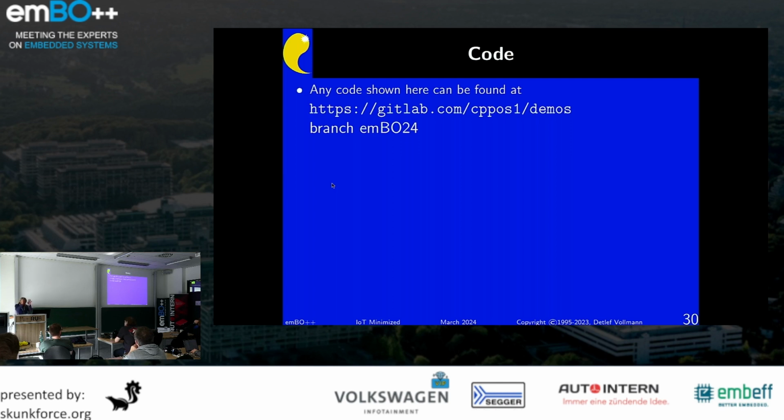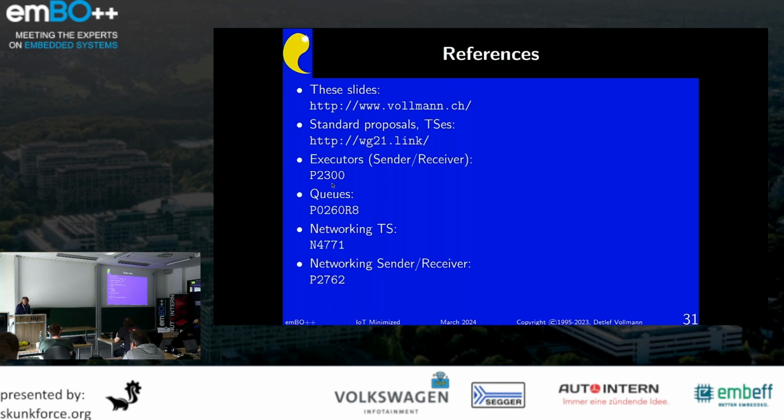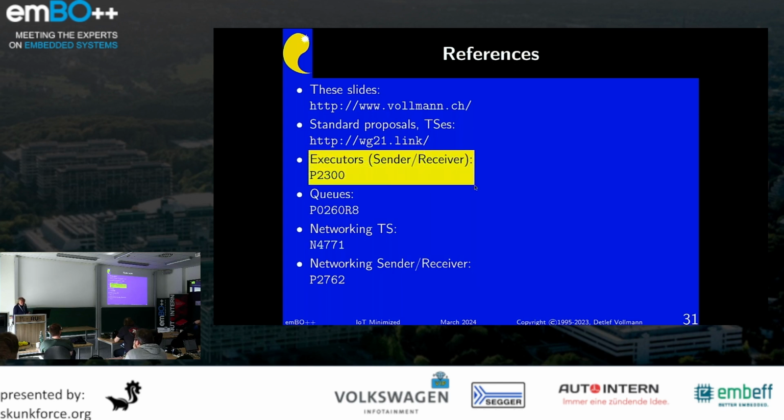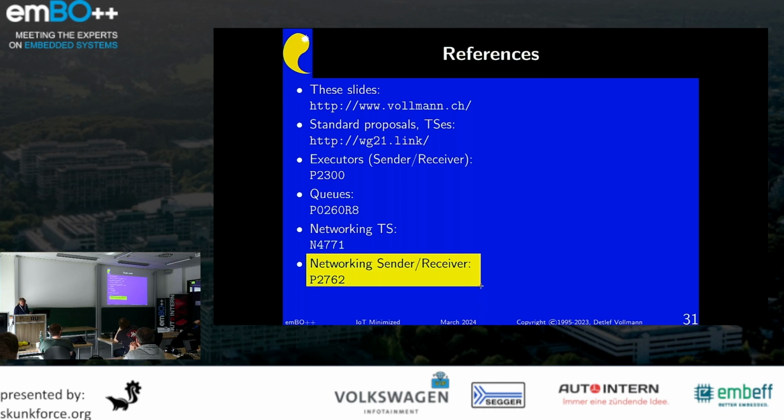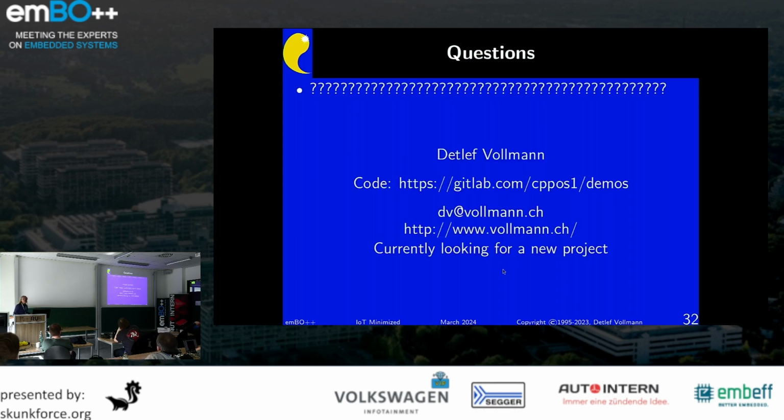So you can, not right now, but in the next day, the code should be up here. And here are all the references. So this is a sender-receiver proposal. This is the old networking TS with the ACO. And this is the networking proposal. And that's it.